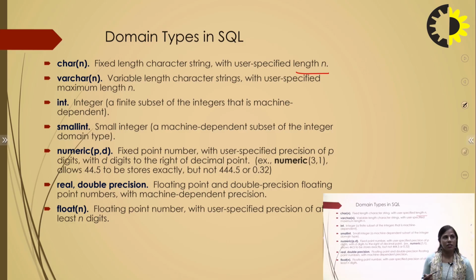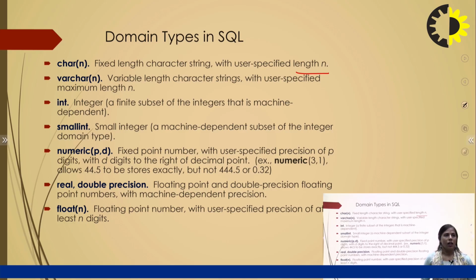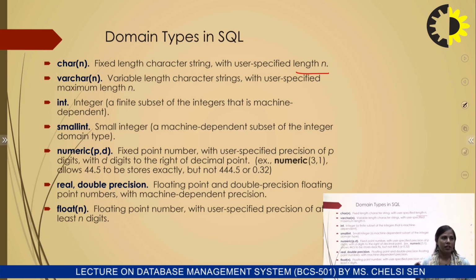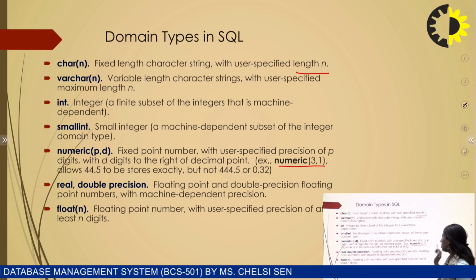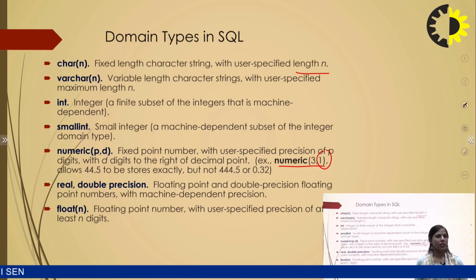These are the various domain types which we are going to use in SQL. Then we have numeric, which is a fixed point number with user specified precision. For example, if we have some particular decimal point, then it can be stopped at that particular point. So this is how numeric can be defined. For example, if we have a decimal value, then we can use the decimal value till 1. So this is how it stores.